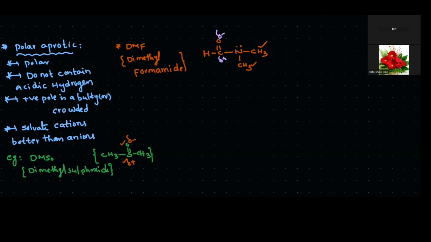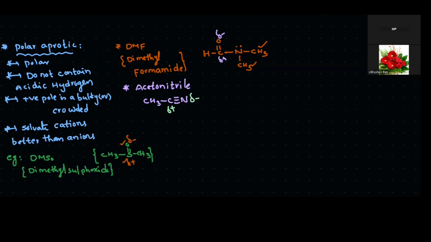Next, another example, acetonitrile. The formula is CH3C triple bond N. In this condition also, based on the electronegativity difference, nitrogen gets the partial negative and carbon gets the partial positive. So this one is the acetonitrile group. Next, another one is the acetone molecule.